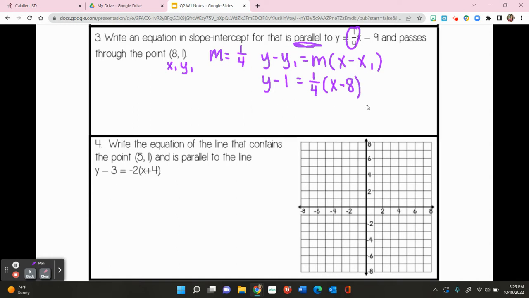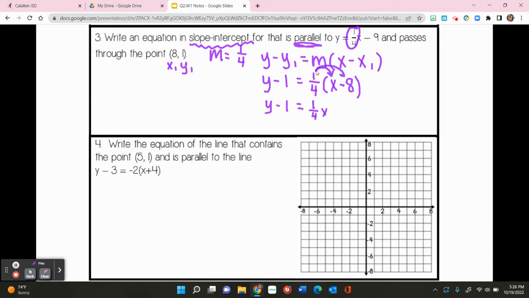But this is not my final answer. Again, I want my equation in slope-intercept form. So this means I have to solve for y. And remember, anytime I'm solving an equation in general, the first thing I always want to do is get rid of the parentheses. So I'm going to bring down y minus 1 equals. Now I'm going to distribute. 1 over 4 times x is going to give me 1 over 4x.